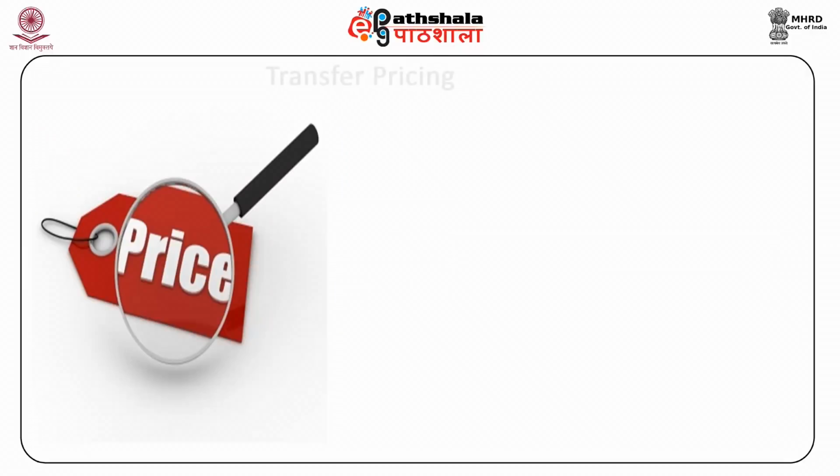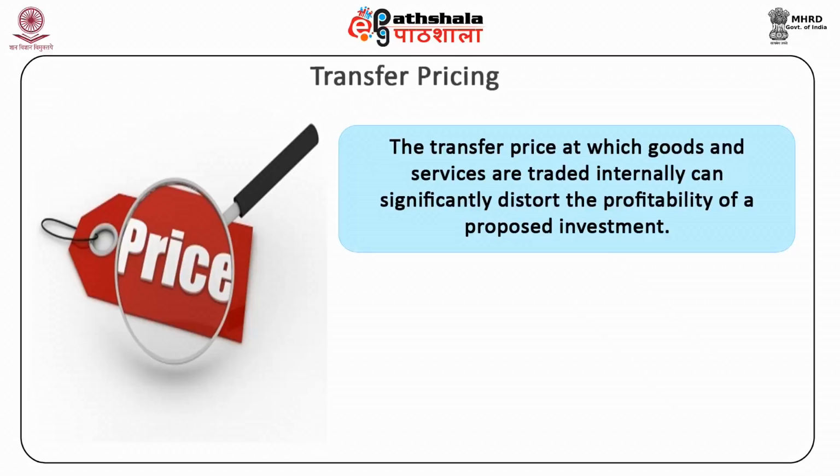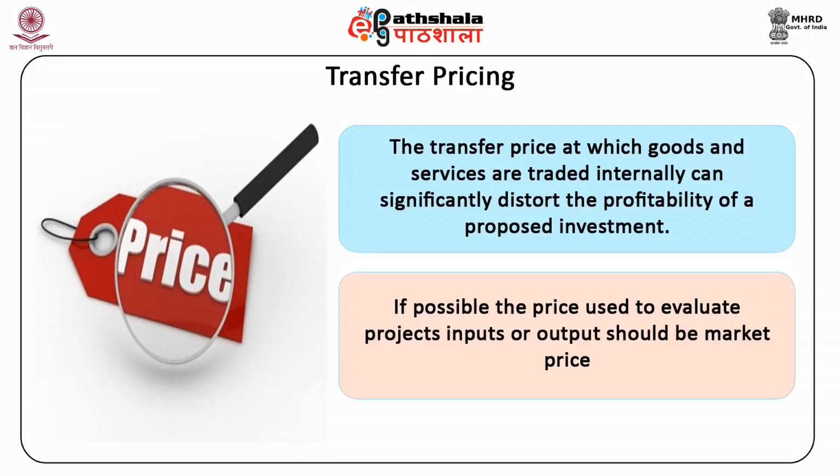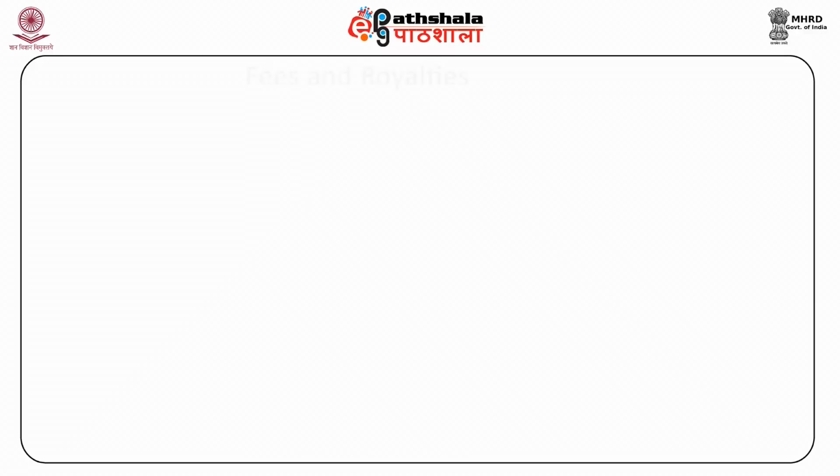Transfer pricing. If a firm sells goods and services to its subsidiary by raising the price, this leads to an increase in profitability of the firm but at a cost to the subsidiary, and vice versa. Therefore, the transfer price at which goods and services are traded internally can significantly distort the profitability of a proposed investment. If possible, the price used to evaluate project inputs or outputs should be the market price. If no market price exists for the product, then the firm must evaluate the project on the basis of the cost saving.